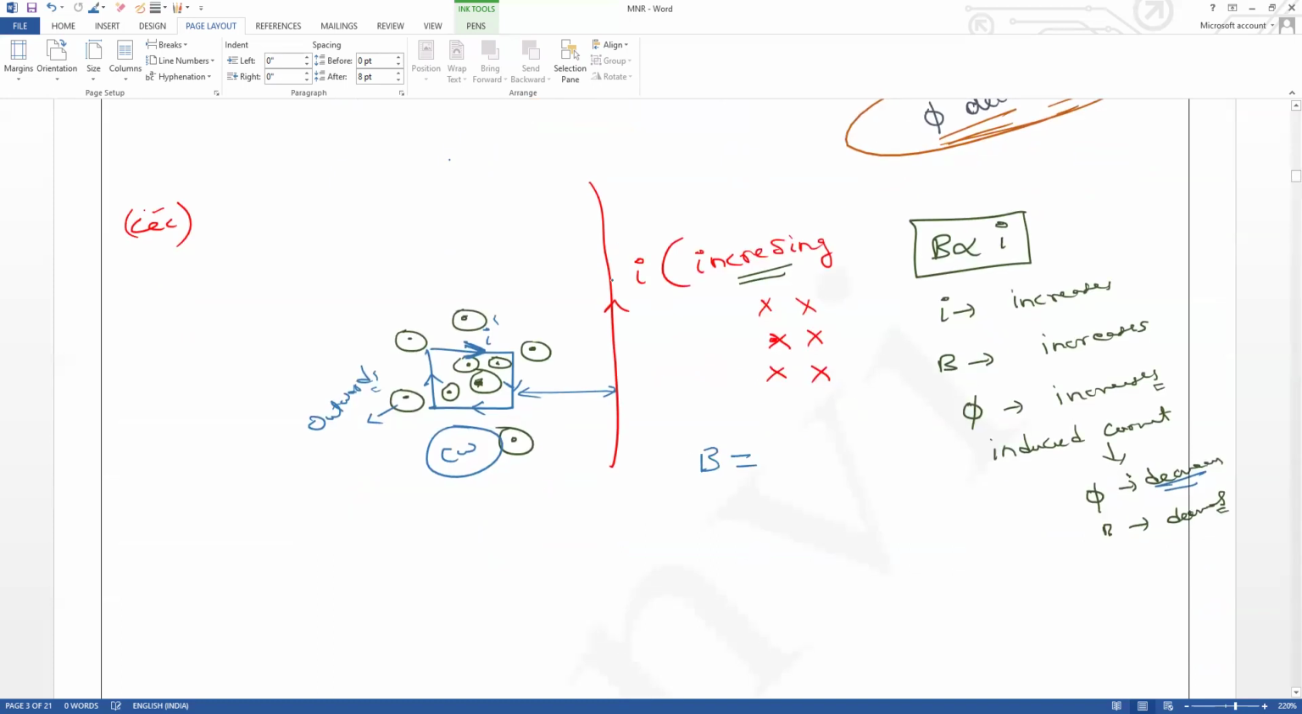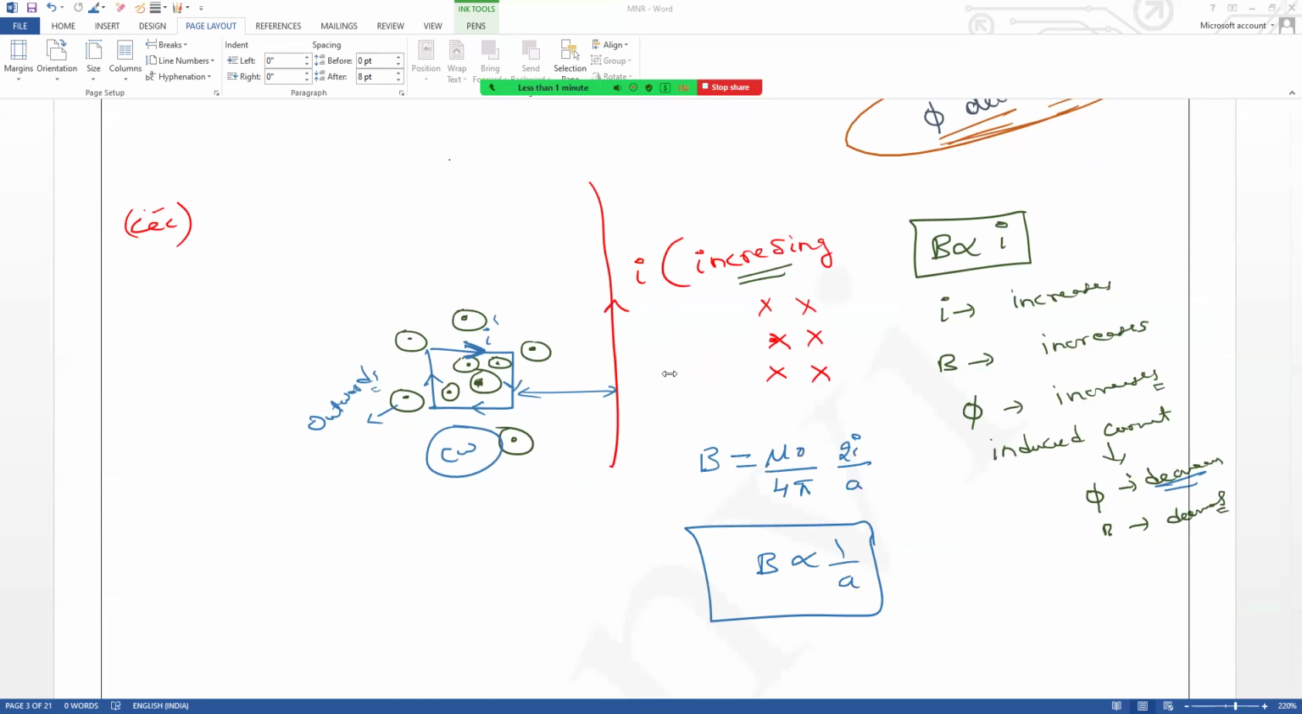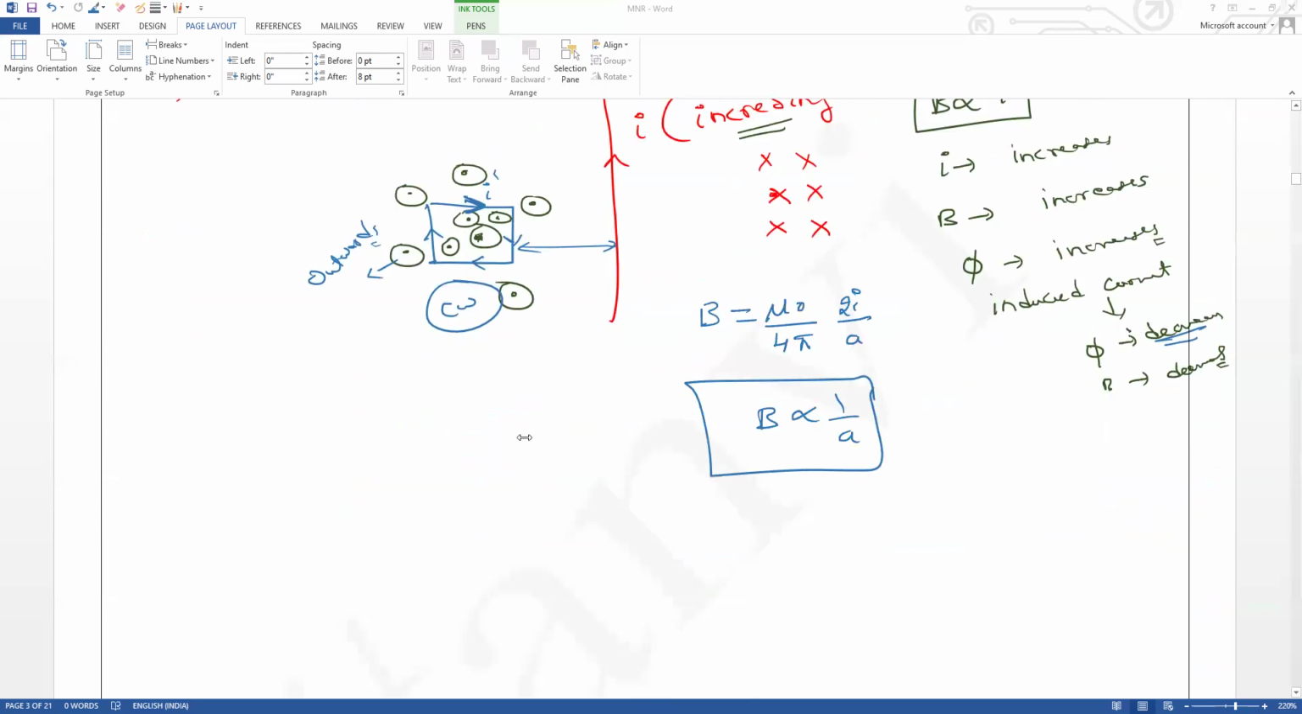So we all know the formula. Can you tell me the magnetic field formula? B equals mu naught divided by 4 pi into 2i by a. That means B is inversely proportional to what? A. We all know, just now I said, am I right? When you are moving far away from it, the magnetic field is going to decrease. Understand now this one, everybody? Yes, sir.